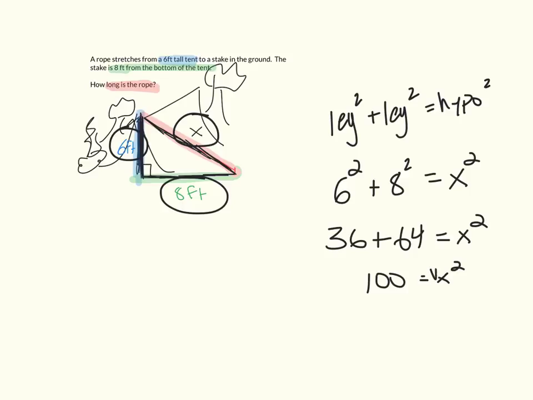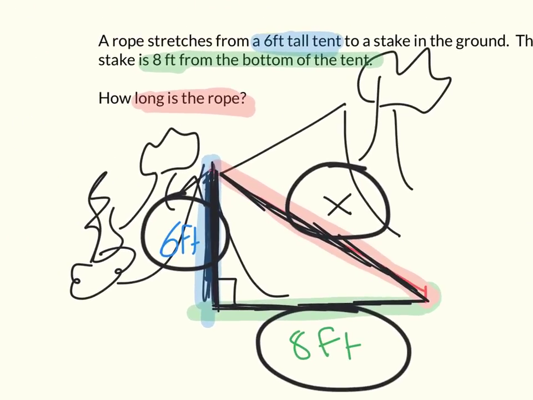Now I need to get rid of that power of 2. The opposite of a power is a root. So I'm going to take the root of both sides. In particular, we'll take the second root to get rid of the second power. That will go away, and I get x equals plus or minus 10. But we're talking about a length of rope. Can you have a rope that's negative 10 feet long? No, that doesn't make any sense. So here in my problem, I am going to ignore that negative answer, and my answer is going to be x equals positive 10. This rope is 10 feet long.